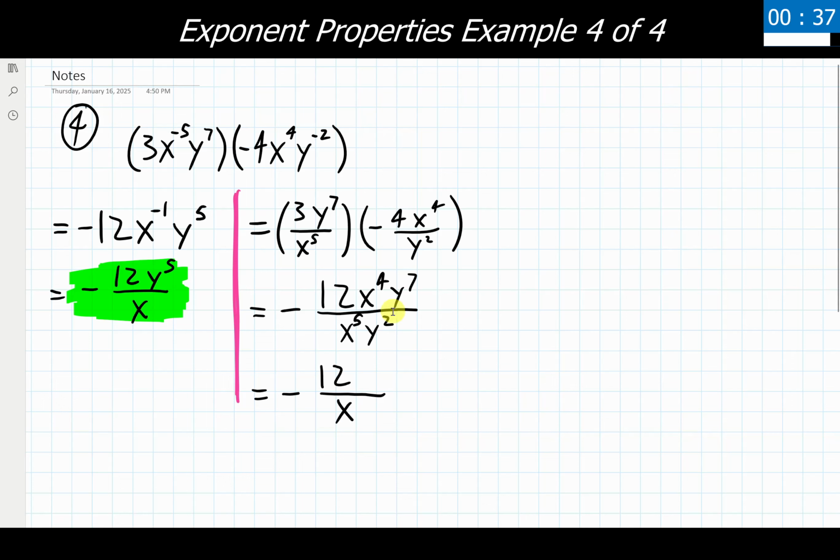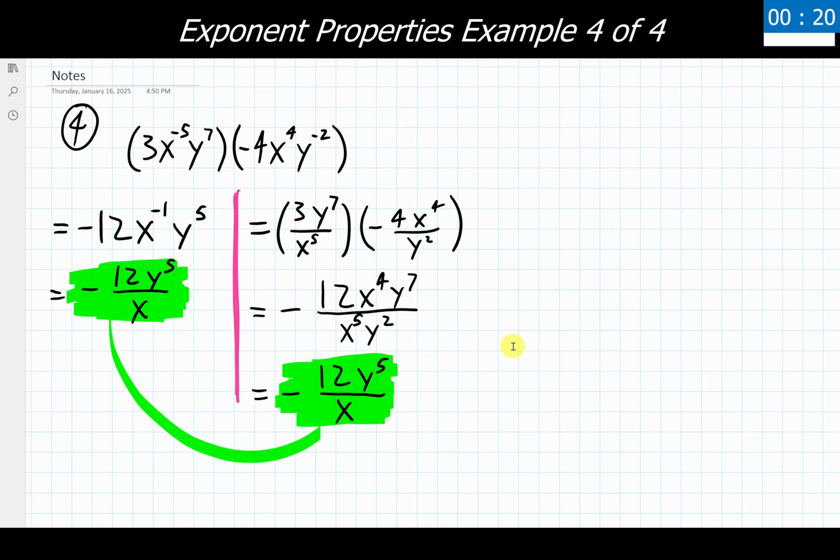Y to the seventh divided by y to the second. I'm applying the quotient property yet again. 7 minus 2, that's going to give me 5. So I end up getting y to the fifth power in my numerator spot. And as we can see, we are once again getting the exact same answer as we did with our first method. Both of them work.